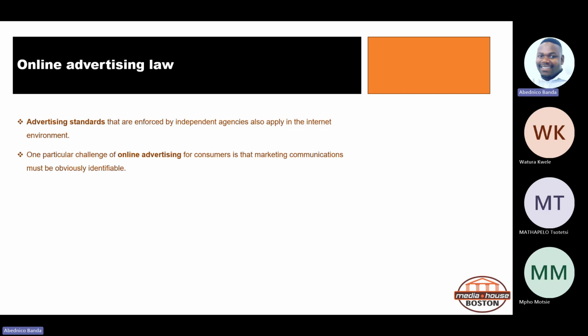So advertising standards are enforced by independent agencies, and they also apply in the internet environment. One particular challenge of online advertising for consumers is that marketing communications must be obviously identifiable. So you do not have to speculate, because you are talking about online activity. It has to be clearly seen that some online advertising laws are being violated. Because remember, in a court of law, hard evidence is required. You cannot just speculate that the way this person was singing this song sounds like my song. It has to be identifiable.